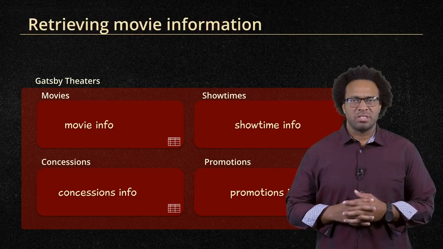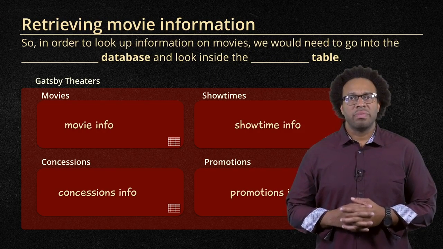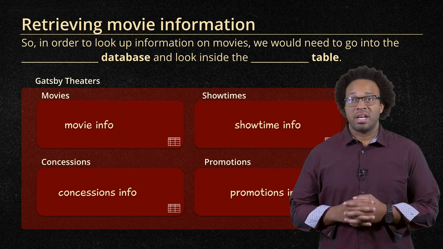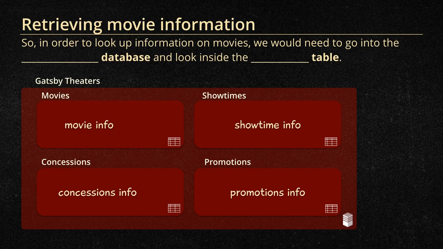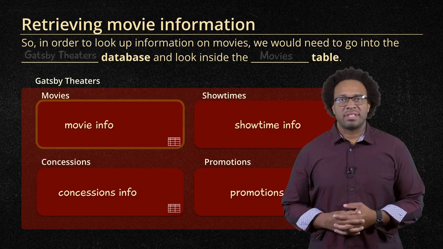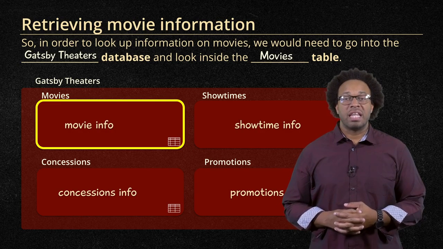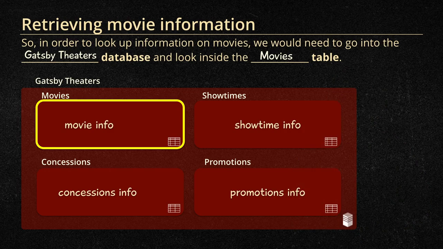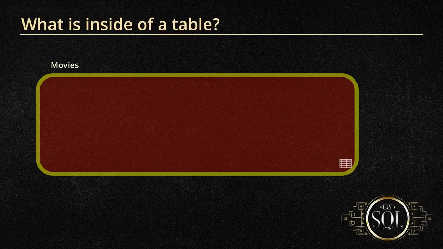So here's a question. In order to look up information on movies, we would need to go inside which database and look inside which table? As you can probably see, we would need to go inside the Gatsby Theaters database and look inside the movies table. This is where we can find our information. Now, let's go a little deeper and find out what's inside the table.